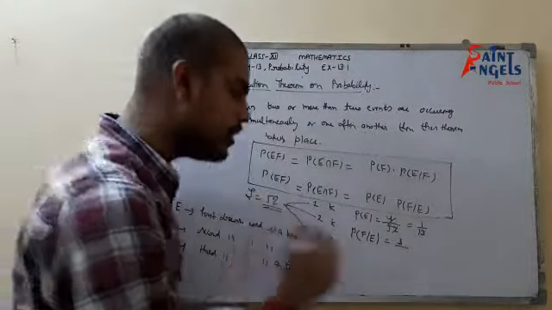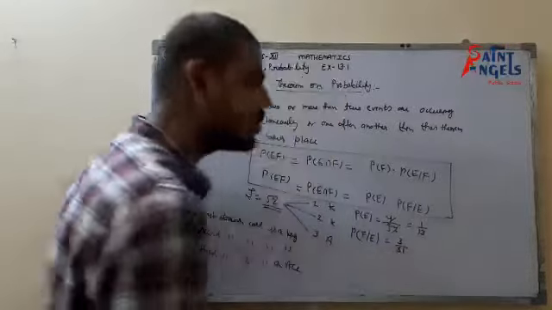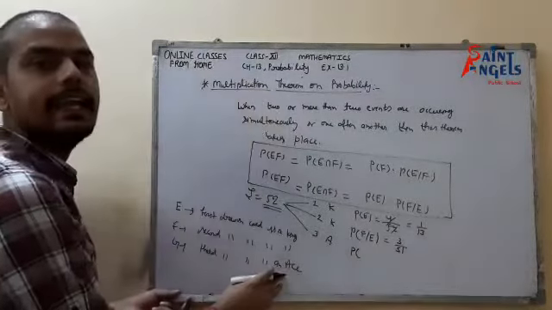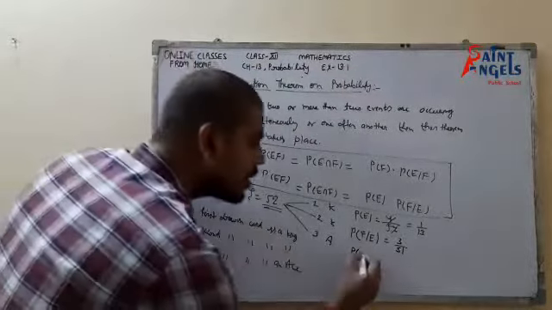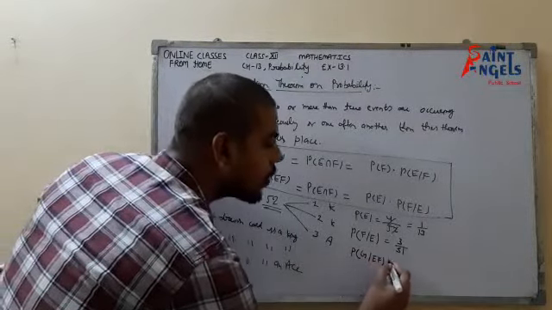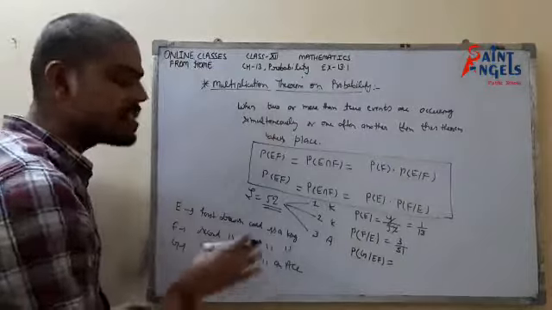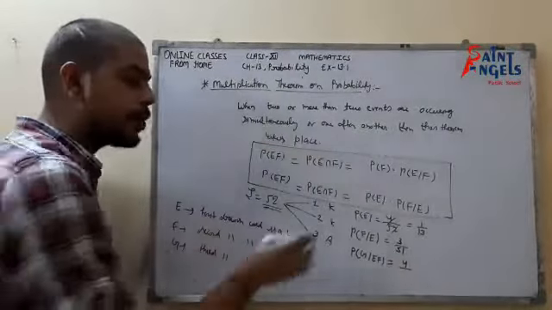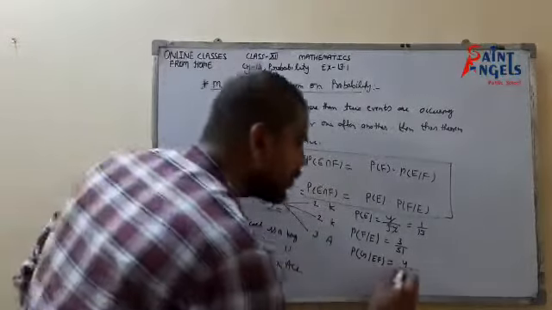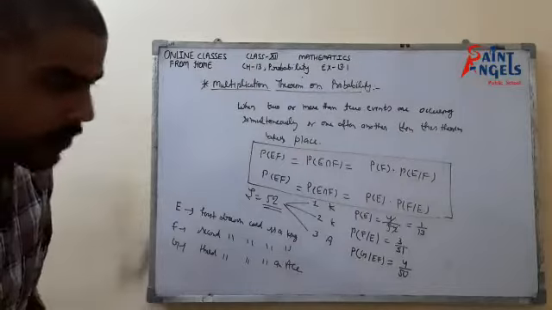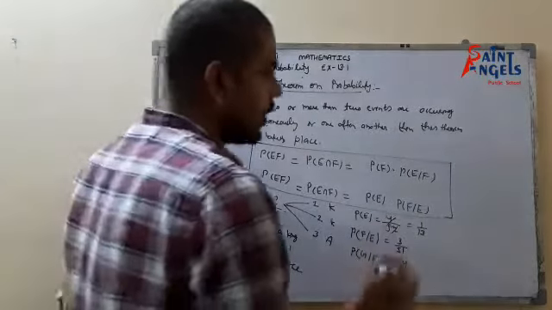We have drawn a card, so there will be 51 cards. So 3 by 51. Now we have to draw an ace. So the probability of drawing an ace, probability of G when 2 kings have already been drawn. How many aces are there? 4 aces, 4 upon... but we have already drawn 2 cards, so the total number of cards would be 50. 4 by 50.